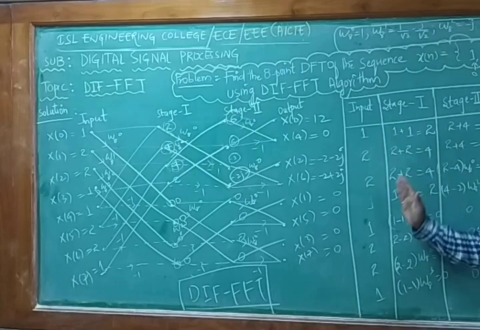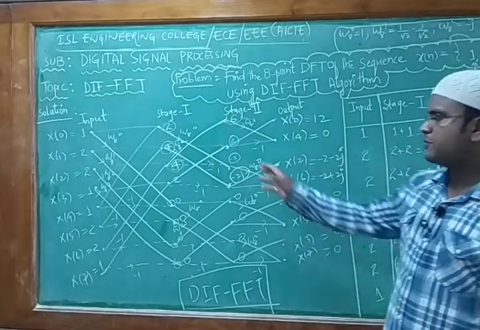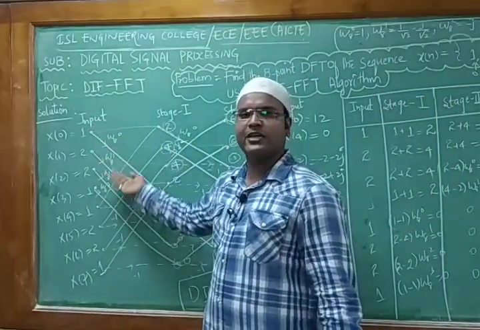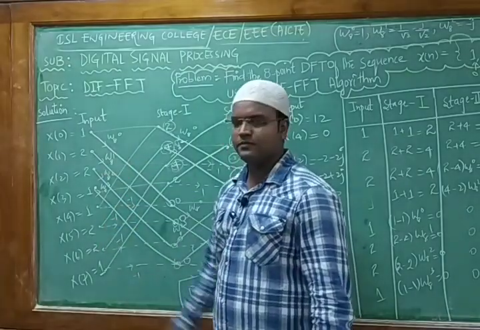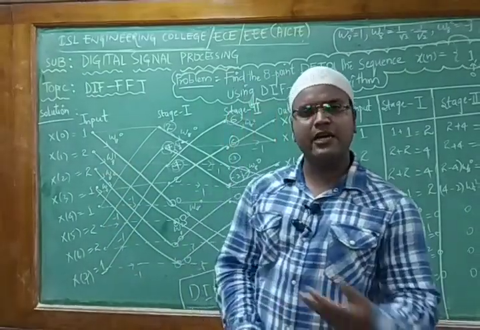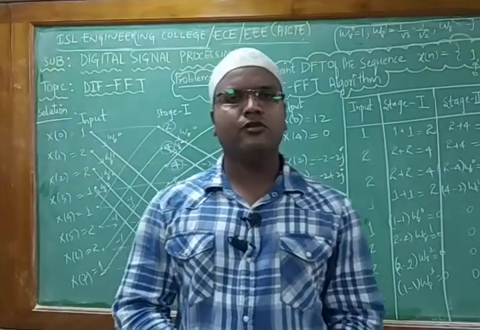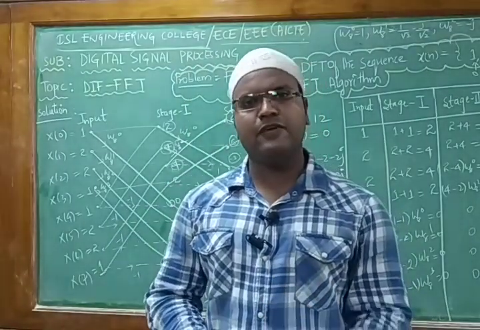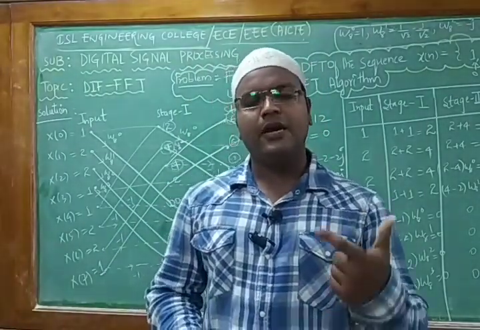Input to stage 1, how did we get it? Stage 1 to stage 2. The values may not be the same in the exam. They can give 0, 1, minus 1, anything. As we have seen in the previous problem, they can give any sequence. You need to solve it. For sure, you will get this butterfly diagram, either decimation in time or decimation in frequency.